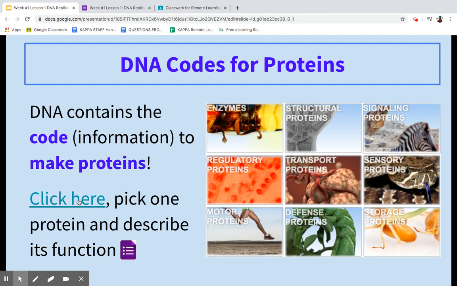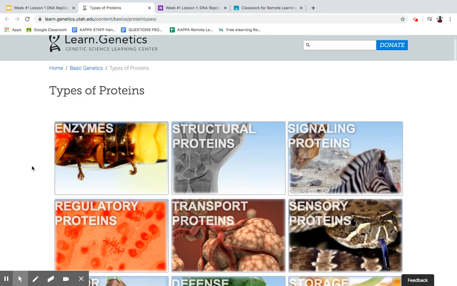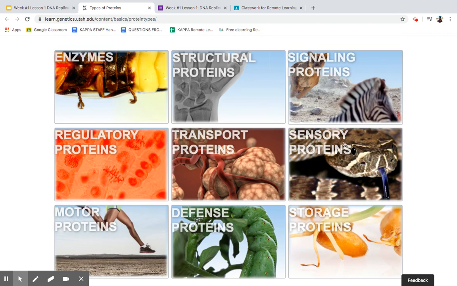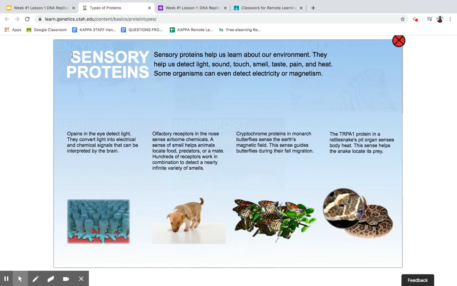So over here is a website, or a link that goes to this website. You're going to open this on your phone. And it has all these different categories of different types of proteins, which is super cool. So for example, I'm going to click on this snake one because this is interesting looking. Tells us about sensory proteins. So sensory proteins help us learn about our environment. They help us detect light, sound, touch, smell, taste, pain, and heat. Some organisms can even detect electricity or magnetism.